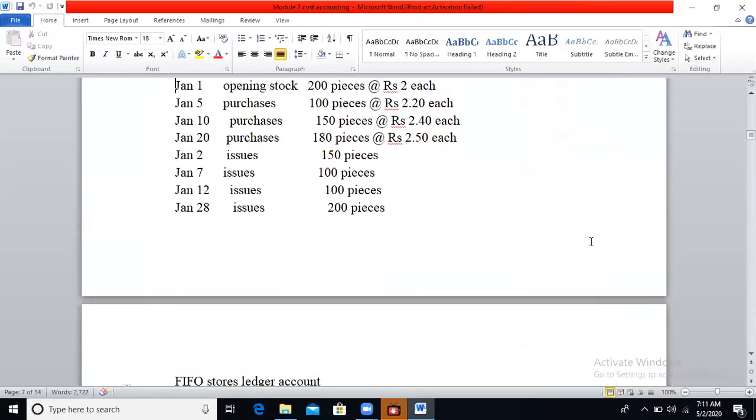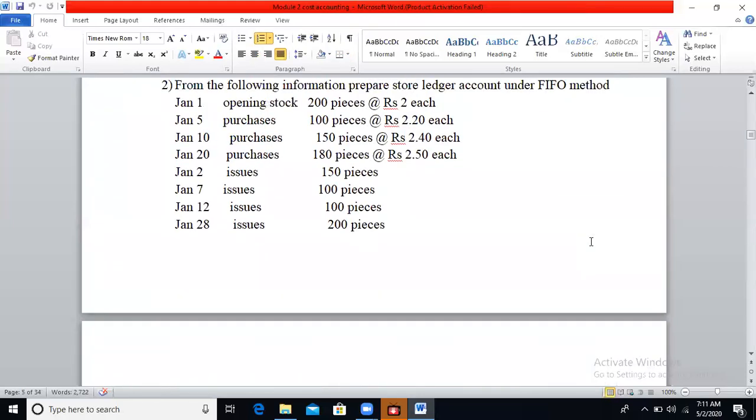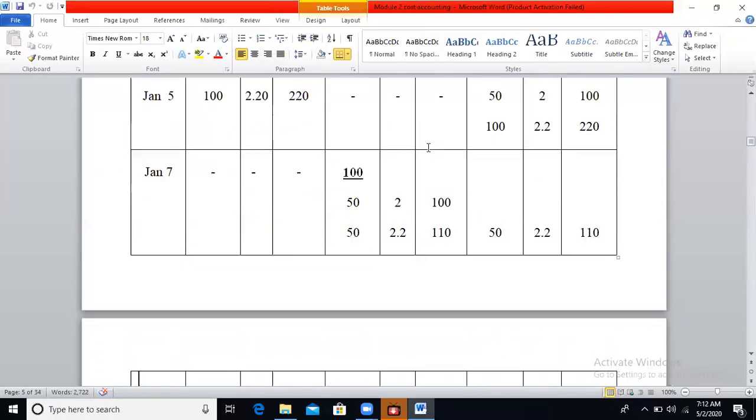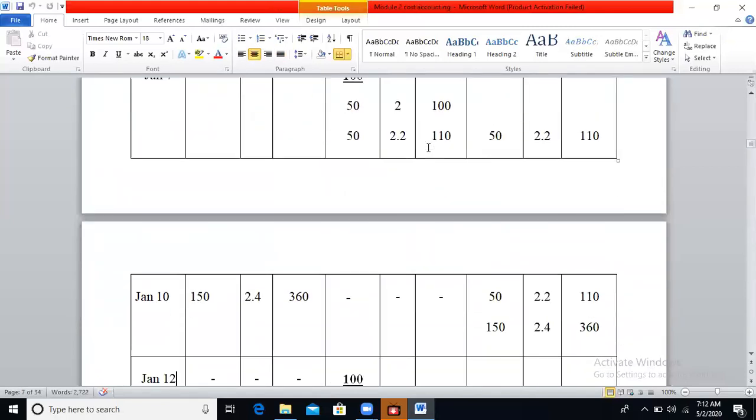The next transaction is January 10th. We are making a purchase of 150 pieces at rupees 2.40 each. Purchase means it should be entered in the receipts column. The quantity will be 150 units. The price will be 2.4. So the total value will be 360. 150 into 2.4, you will get 360.